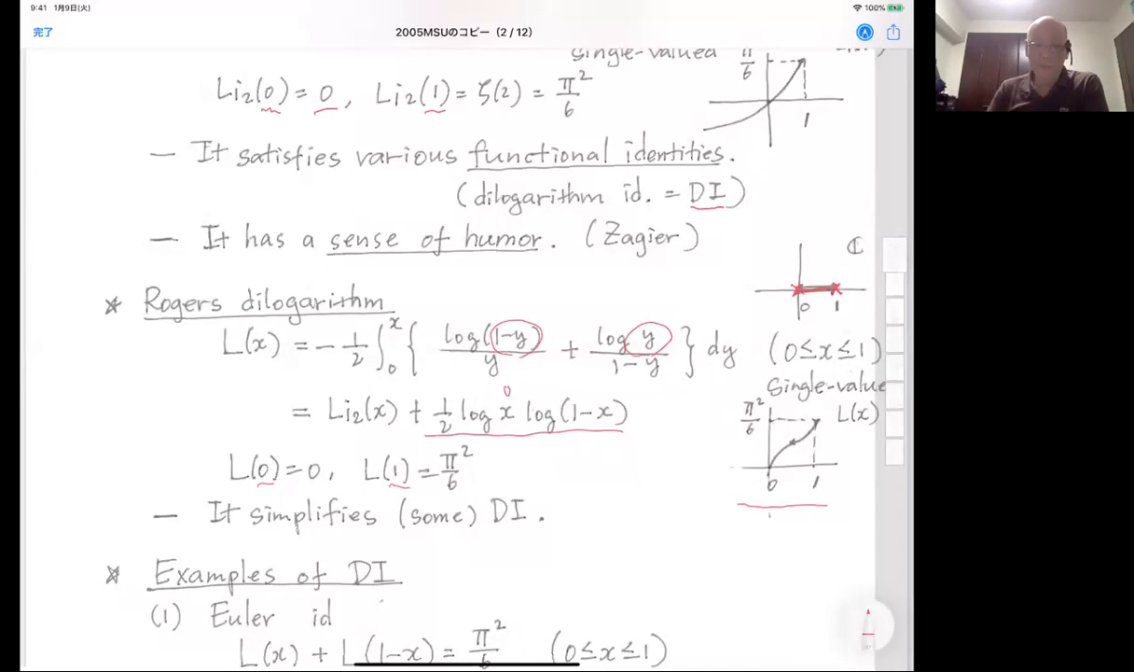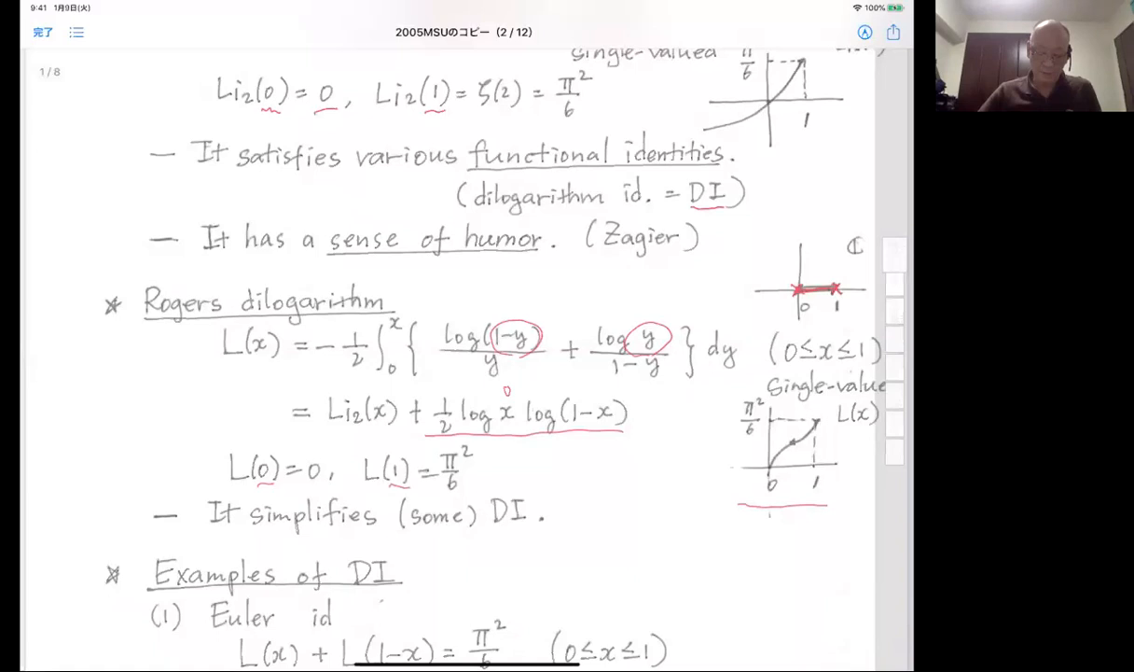But what is the use of this function? Well, one particular feature is it simplifies some dilogarithm identities. This is what Rogers found and introduced this function. Then I'm going to explain what I mean by dilogarithm identity.